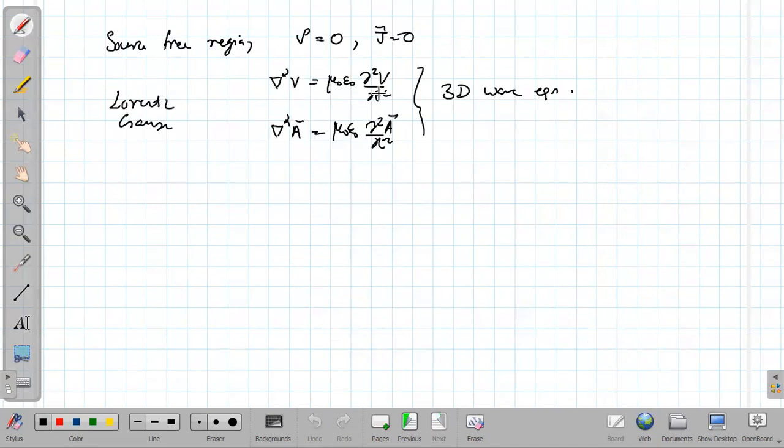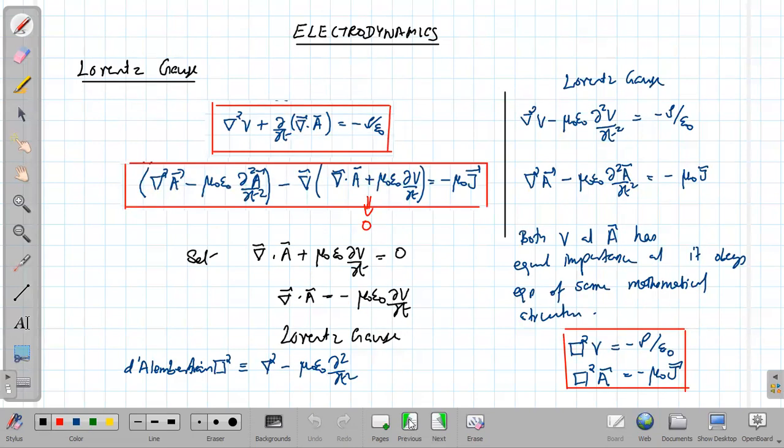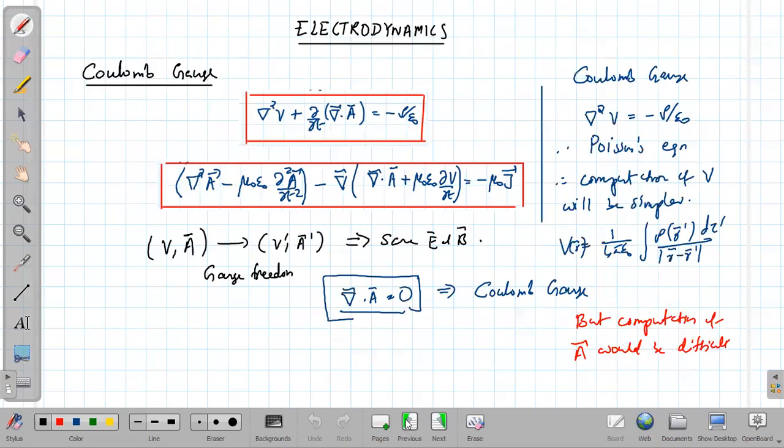In the source-free region, the scalar potential and vector potential satisfy a simple differential equation called the wave equation, or three-dimensional wave equation. So that's all about the gauge freedom and the two different gauges we have discussed, the Lorentz gauge and Coulomb gauge. In Coulomb gauge, why the term Coulomb comes: the reason is that in Coulomb gauge we set del dot A equal to 0, and that gives the scalar potential obeying Poisson's equation, which is directly derived from Coulomb's law. That is why the term Coulomb gauge comes over here.